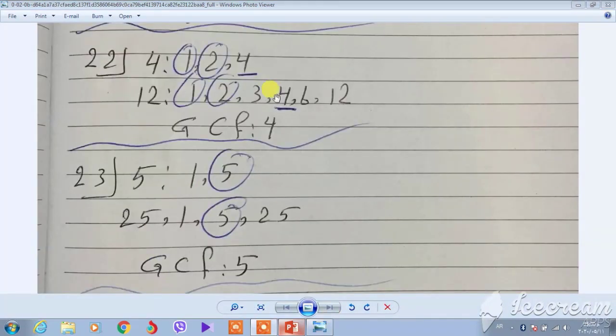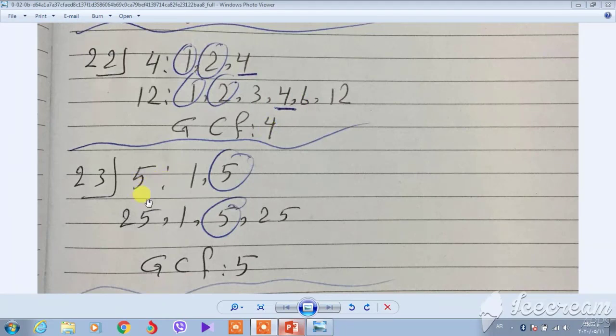Practice 22 says between 4 and 12 we write the factors. 1 times 4, 2 times 2, 1 times 12, 2 times 6, 3 times 4 are the factors. We have 3 common factors, 1, 2 and 4, but which one is greatest? 4 is greatest, so we write that 4 is the greatest common factor.